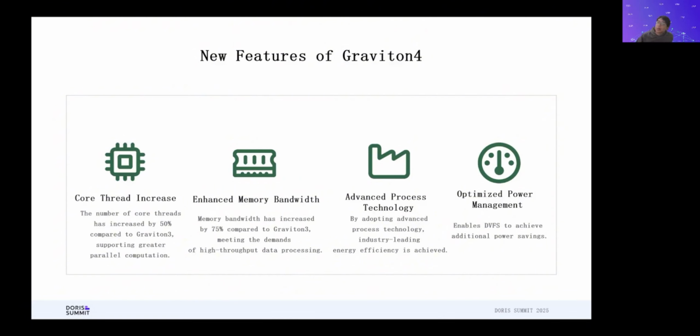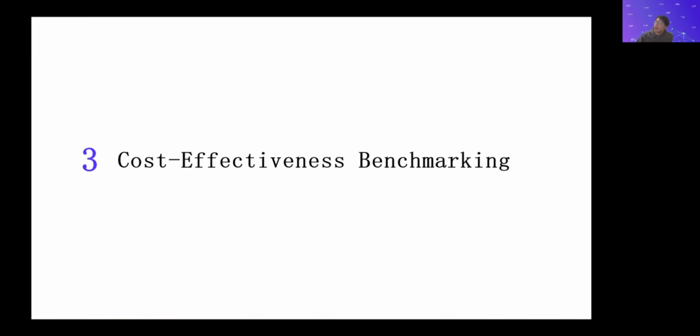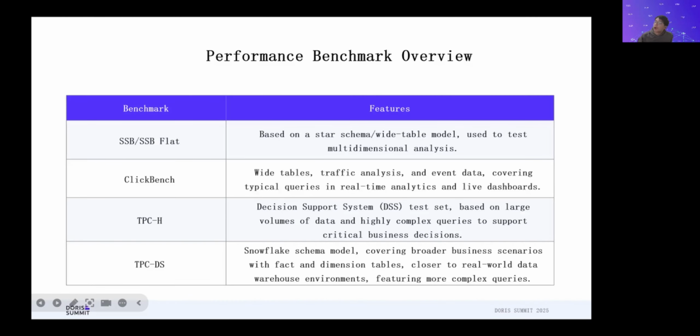To evaluate the performance of Apache Doris on ARM architecture, especially on Graviton 4, we use several well-known benchmarks to test the cost effectiveness. Let's take a look at each of these benchmarks in detail. We chose 5 benchmarks. The first one is SSB and SSB flat. As we know, SSB is based on a star schema, and SSB flat uses a wide table model. Both are used to test analysis capability, which is a common requirement in many business analysis scenarios.